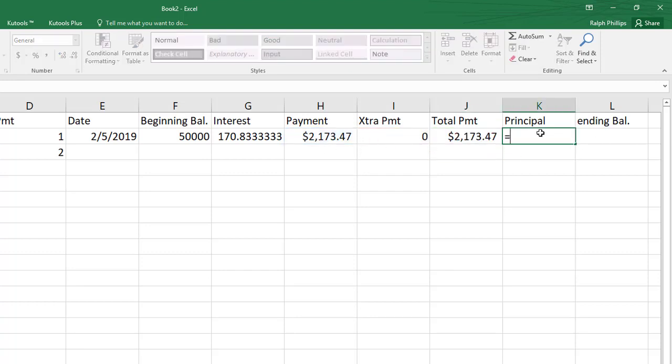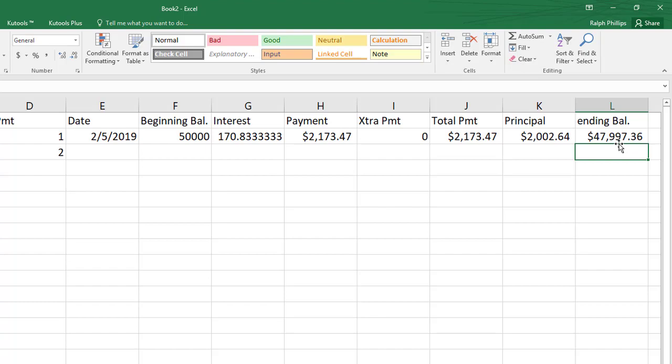Now the principal is simply going to be the amount of the total payment minus the amount that went to interest. So if I ended up paying for this payment $2,171.73, $170 goes to interest and $2,000 goes to the principal of the loan. The ending balance is going to be equal to the beginning balance minus the principal. And so we can see that my loan reduced just by about $2,000.